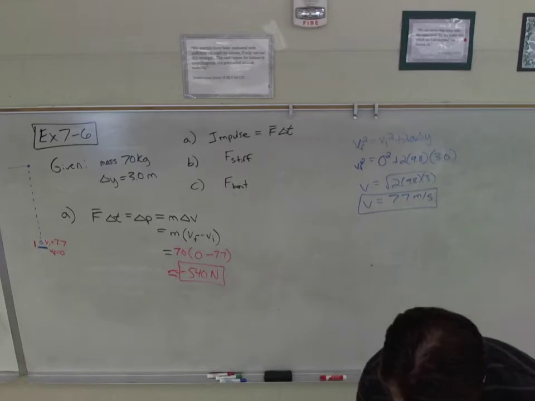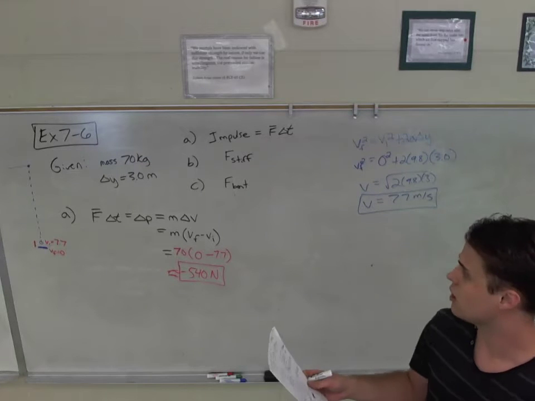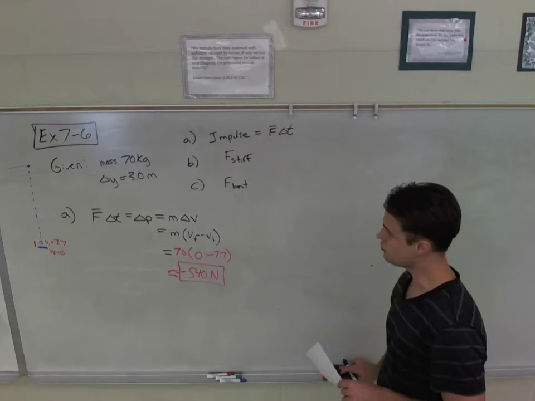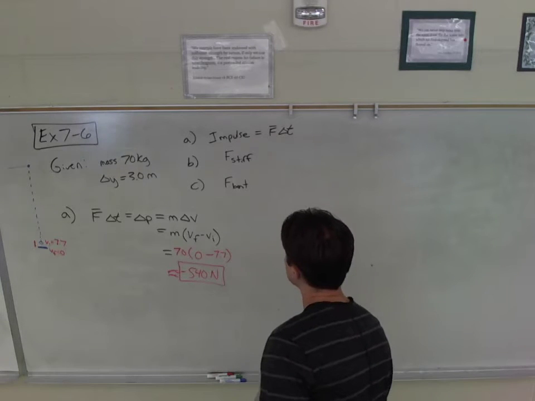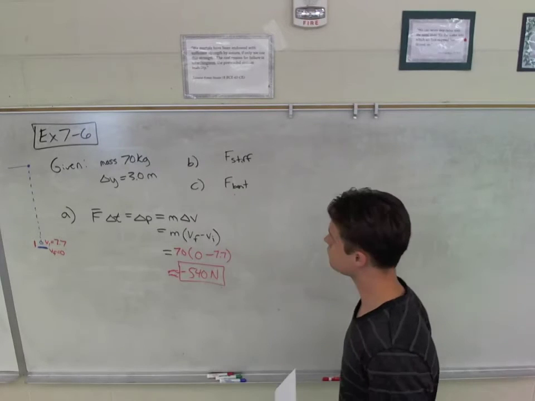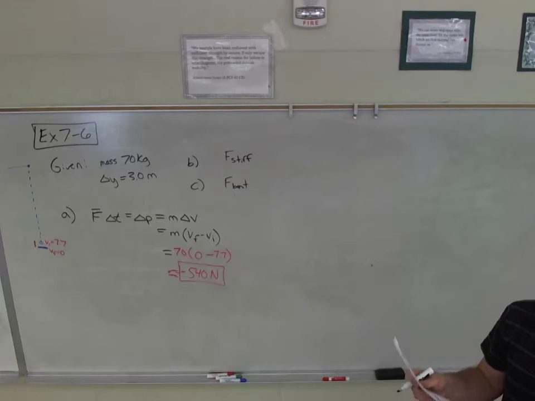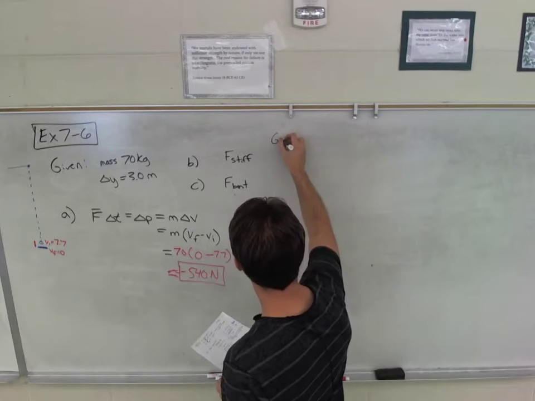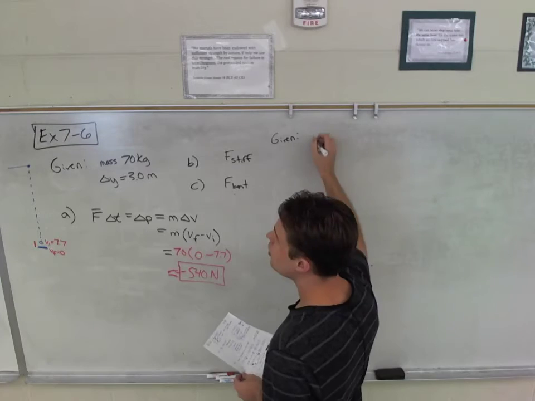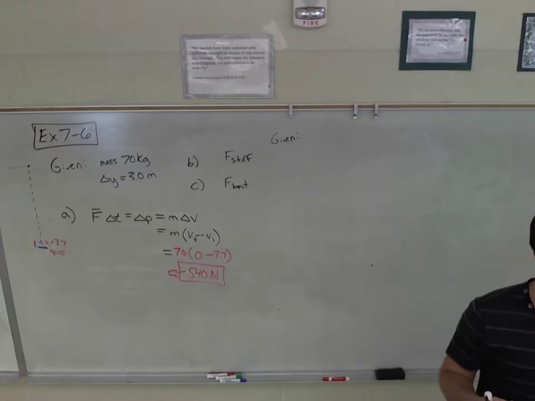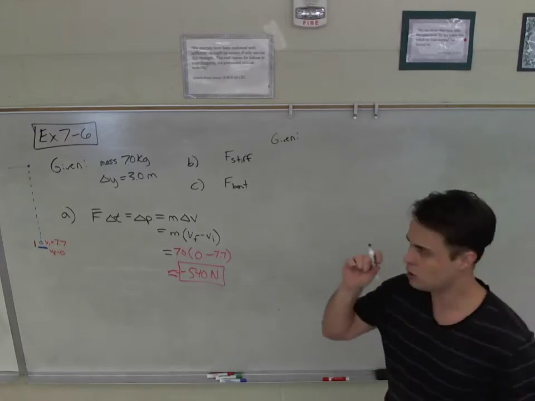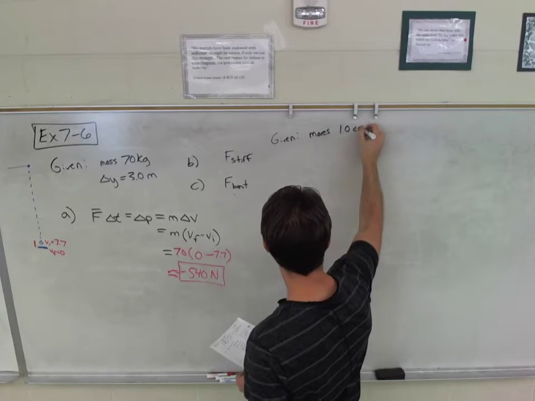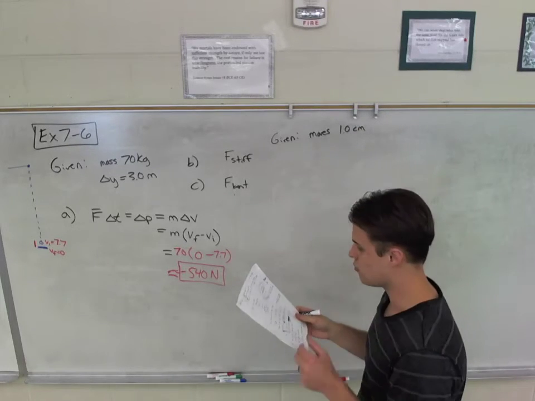Okay, so now what else do we need to do? We need to calculate the stiffness here. Let's do part B. So the stiffness. What else did they give us? They gave us more information. We were also given that the displacement was 1 centimeter. When we're stiff-legged, the body only moves a tiny amount. So the body only moves 1 centimeter for stiff-legged during impact.